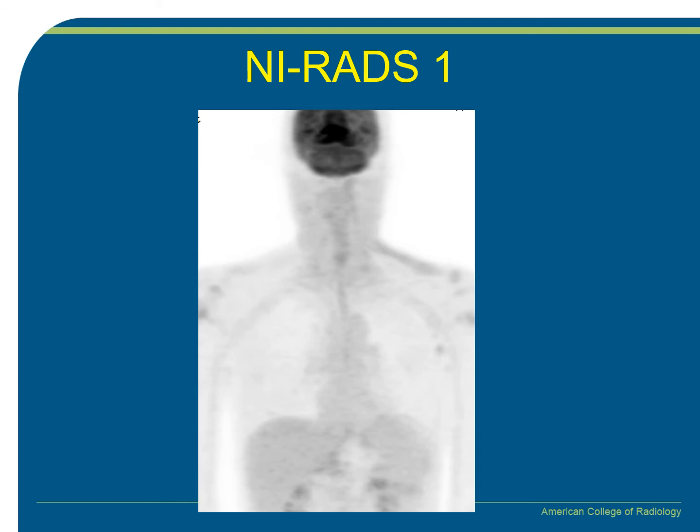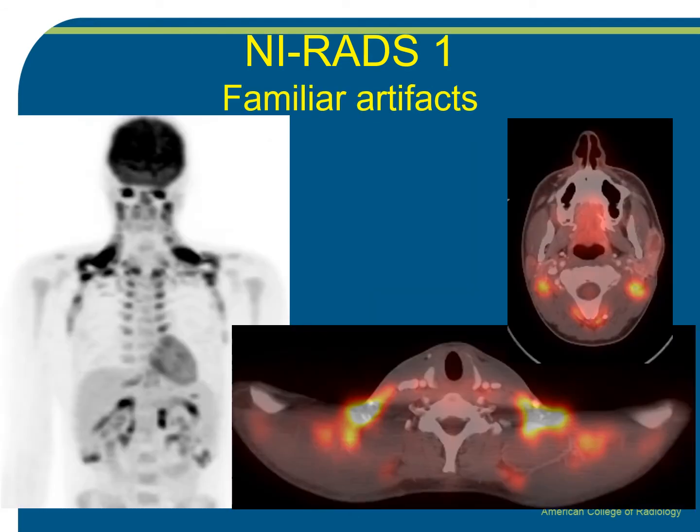Here's an example of a maximum intensity projection of a PET scan where there is no supraphysiologic FDG activity. That's where you want to use your NI-RADS 1. Sometimes we encounter a familiar artifact that we know from experience does not represent malignancy. This is an example of brown fat uptake. Looks really bad on that maximum intensity projection, but this distribution is absolutely characteristic of this artifact.